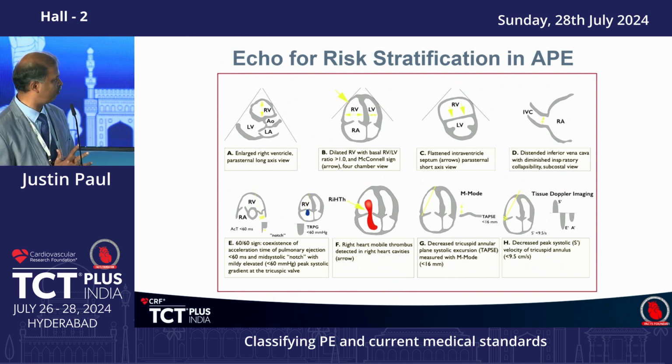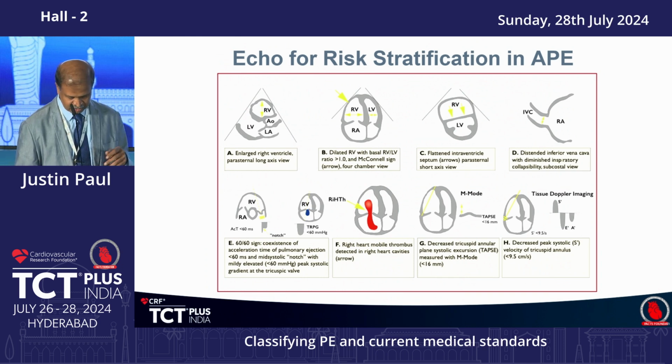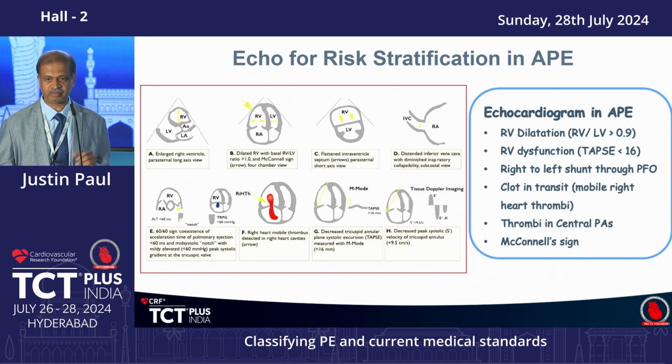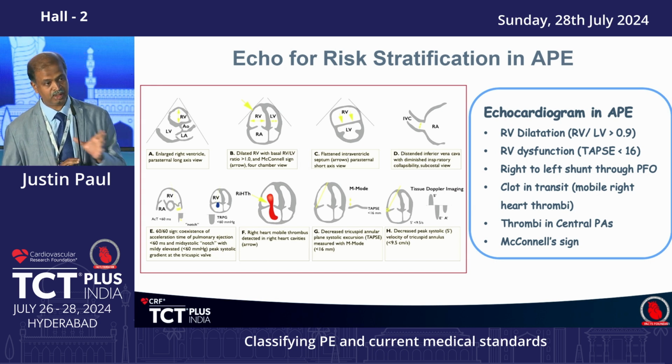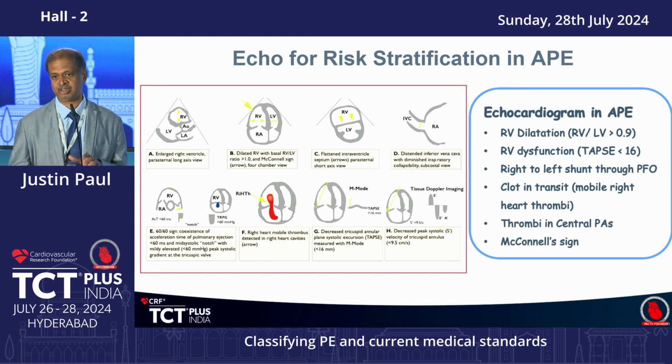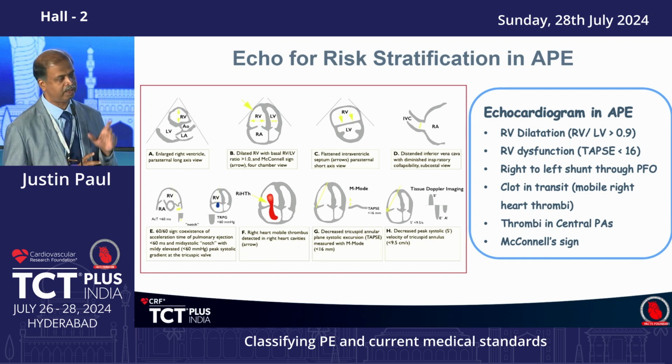How can we use echo for risk stratification of acute pulmonary embolism? This is picked up from the European Society of Cardiology guidelines. If you have an RV-LV ratio more than 1, or an RV systolic dysfunction, or a right to left shunt through a PFO, that is extremely important. One of the mechanisms of desaturation in acute pulmonary embolism is right to left shunt through the PFO.